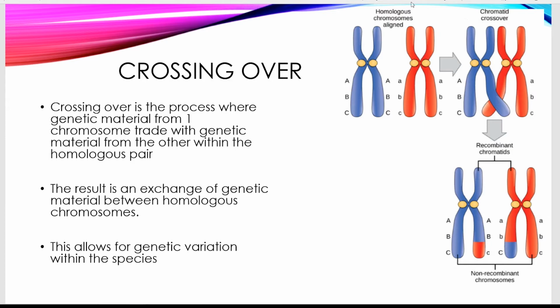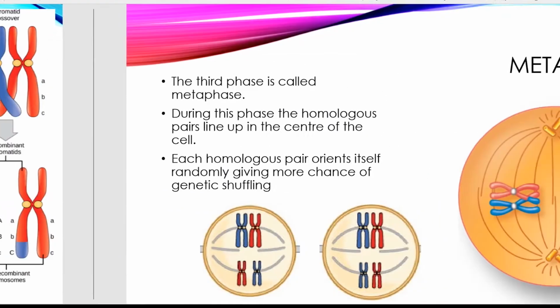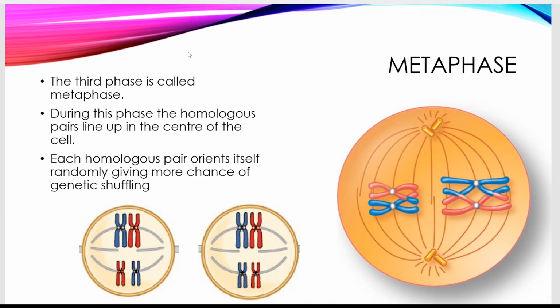So this crossing over process is very important to increase the variation and diversity in the species. So that's the second phase, which is prophase. The third phase is called metaphase. So during this phase, they, like I said before, line up in the center of the cell. We have some of these crossing overs happening.